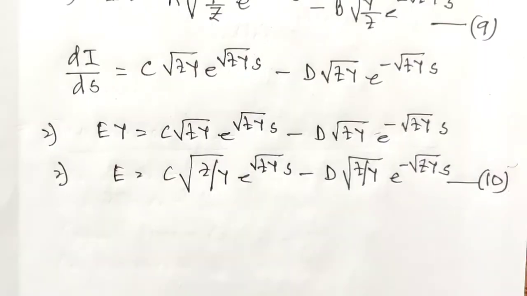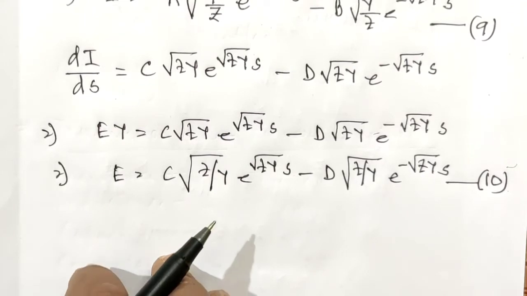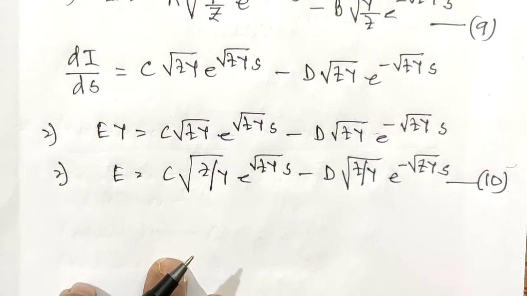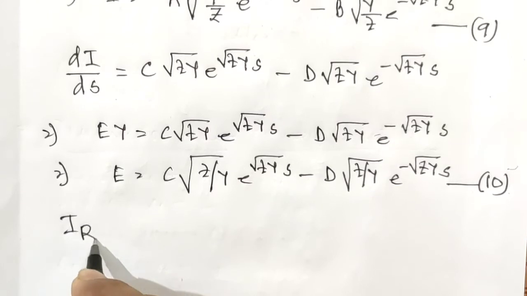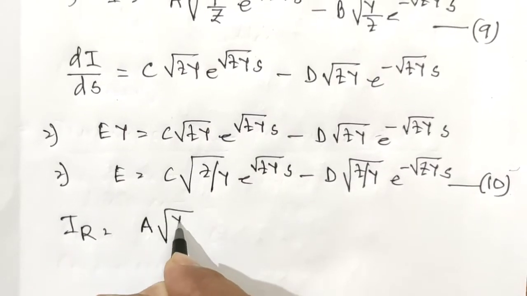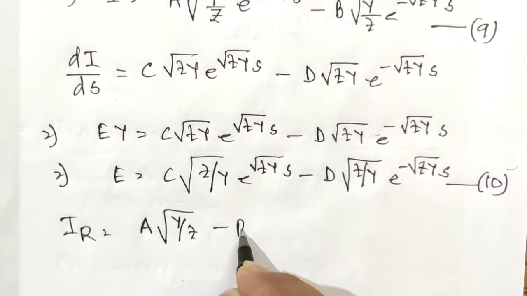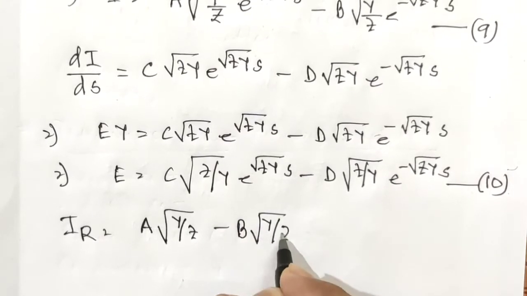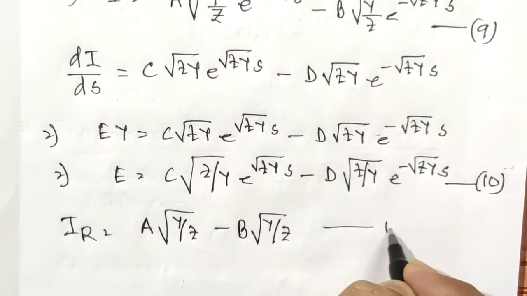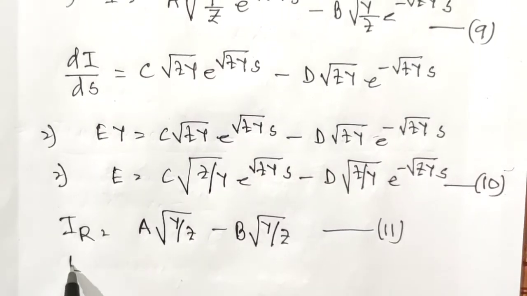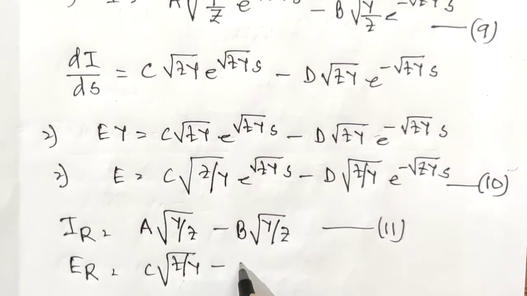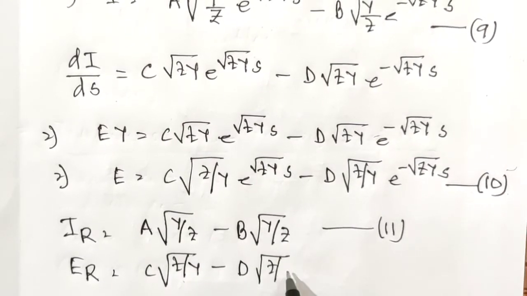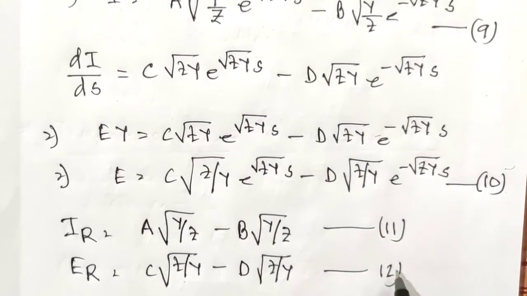and let it be equation 10. Now putting the boundary conditions again, that is at s equals 0, I equals IR, E equals ER, in equations 9 and 10 we have IR equals A root Y by Z minus B root Y by Z. Let it be equation 11, and ER equals C root Z by Y minus D root Z by Y, and let it be equation 12.